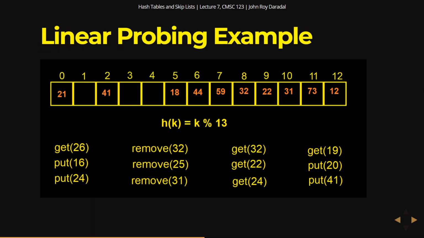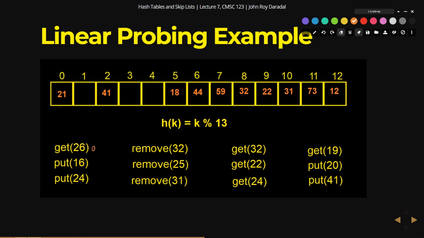So let's try to put all of this together in an example. So this was the hash table that we created in the earlier example. And so let's continue with this one and go through each method here. So as usual, our hash function is still key modulo 13. Okay, so if we get 26, 26 modulo 13 is 0, right? So we'll start at index 0.